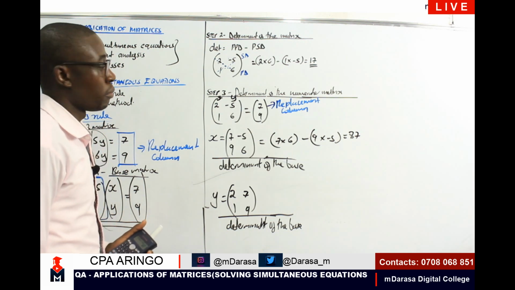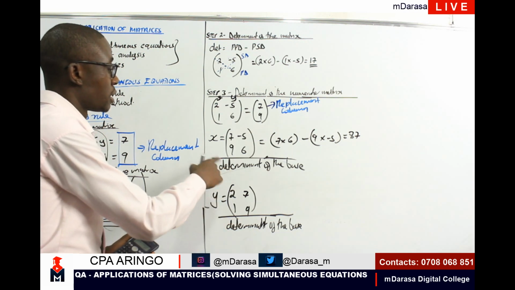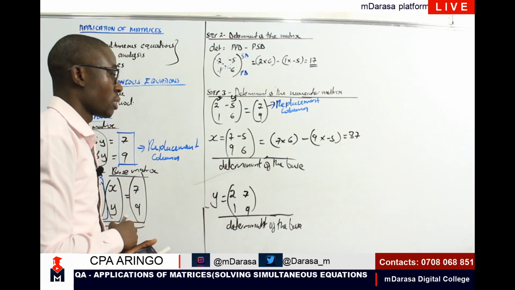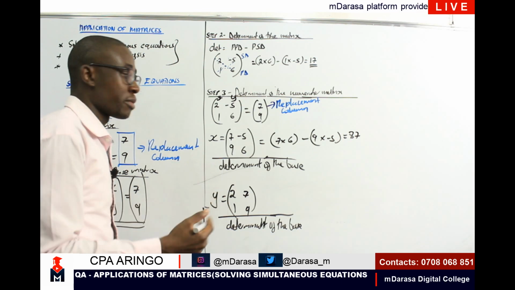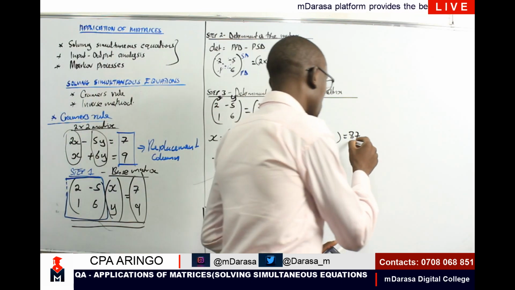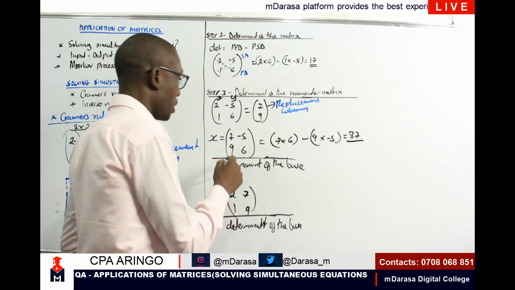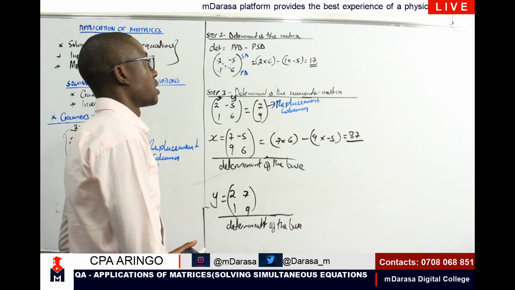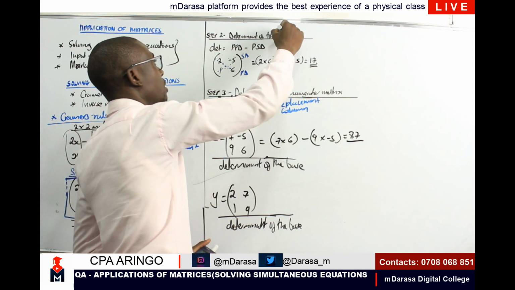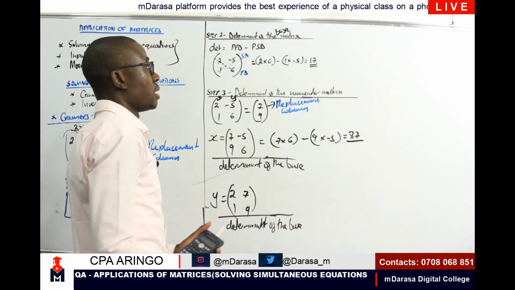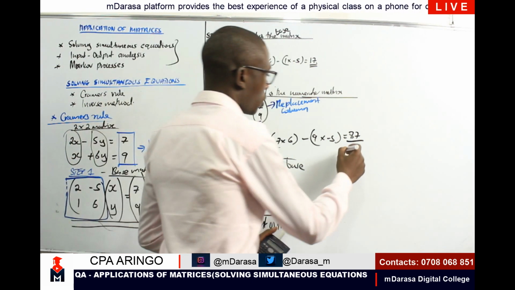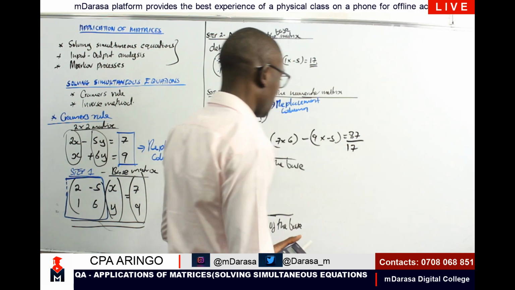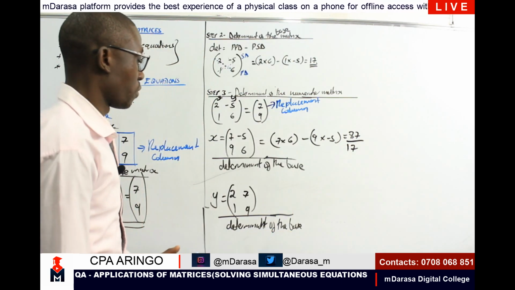At this point, remember, we had already determined the determinant of the base. Actually, I've jumped several steps ahead. The determinant of the base matrix, in this case, we had 17. So therefore, we are going to divide this by 17, and that will give us our value of x.